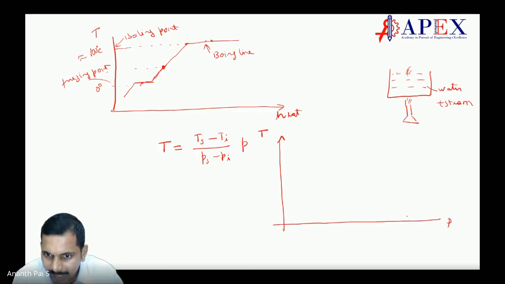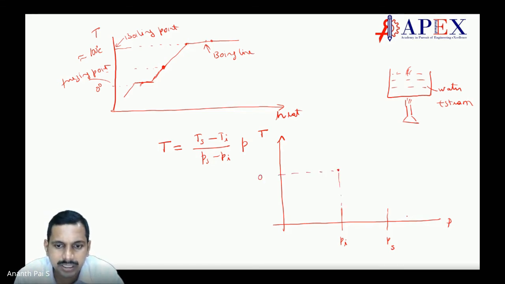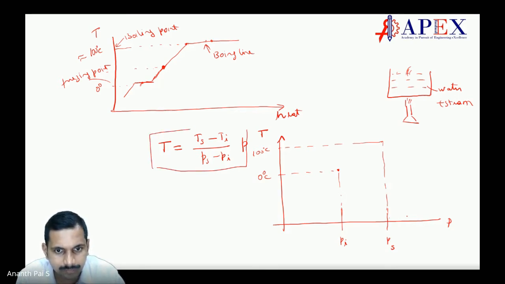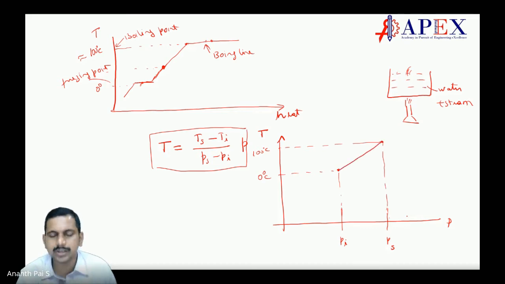We know at some pressure PI and some pressure PS, we have set this as 0 degree centigrade, and this we have set as 100 degrees centigrade. Correct? So now it will join a line here. It will have a line like this, is it not?